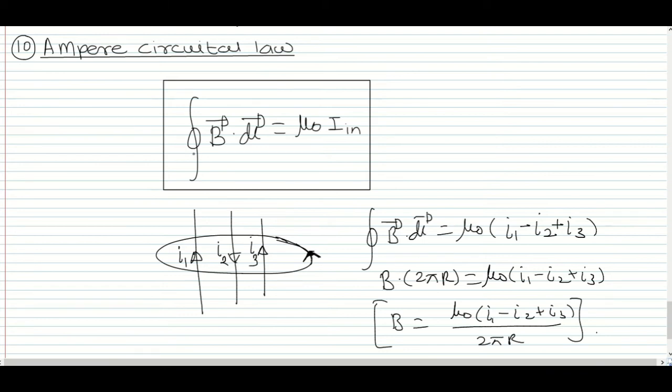So this is Ampere's Circuital Law, and it says that the closed loop integral of B bar dot dl bar is always equal to mu naught into I enclosed. So this is our 10th formula.